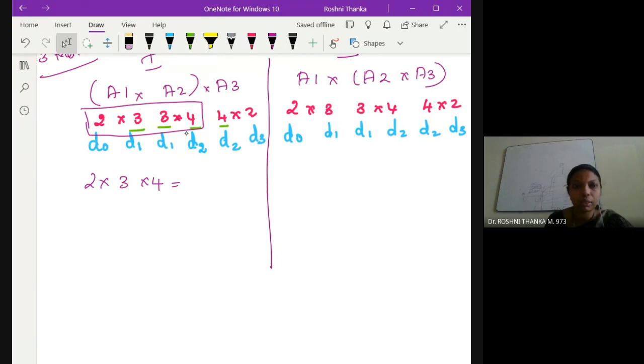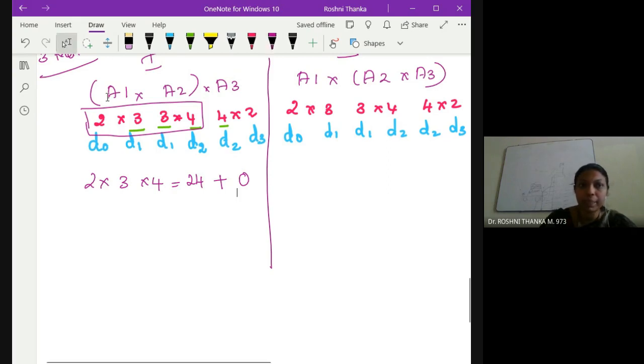4 threes are 12, or you can say 2 threes are 6, 6 fours are 24. So if I want to multiply this, the cost of multiplying these two matrices is 24. Then plus, now in this step we didn't multiply A3 with anyone, right? So the cost of multiplying A3 is 0 because we don't do any multiplication. So I hope you got it.